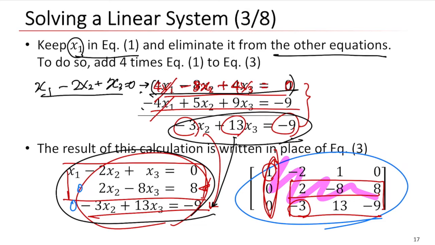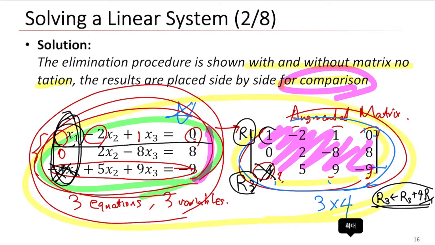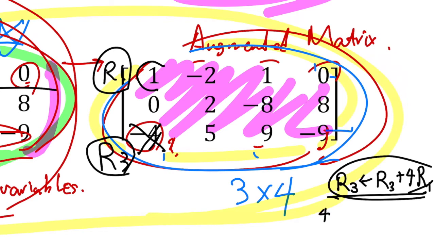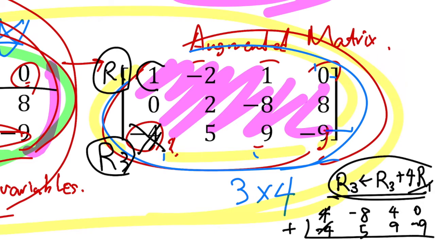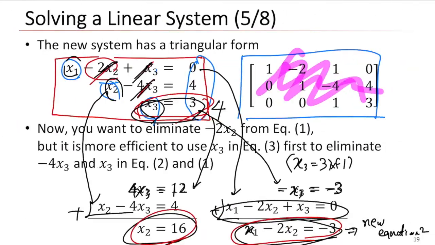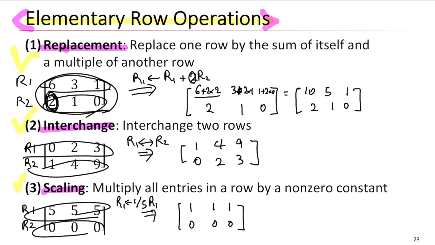So the result is like this, right? Correct? Yeah, right. Because 4 times row 1 is 4, negative 8, negative 8, 4, 0, and original row 3 was 4, 5, 9, negative 9, like this, and when we add them, it should be 0, negative 3, 13, negative 9. Yeah, it is the same as this, right? So as you can see here, by using this kind of elementary row operation, we can make the procedure much easier. So that's why we learn the elementary row operation.